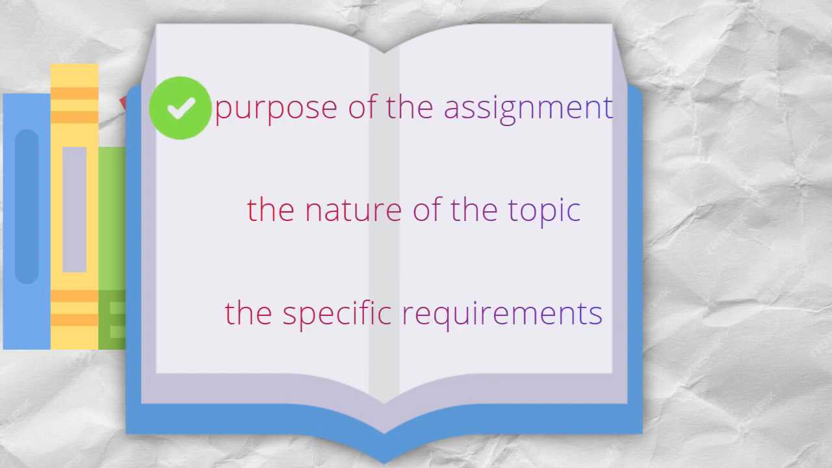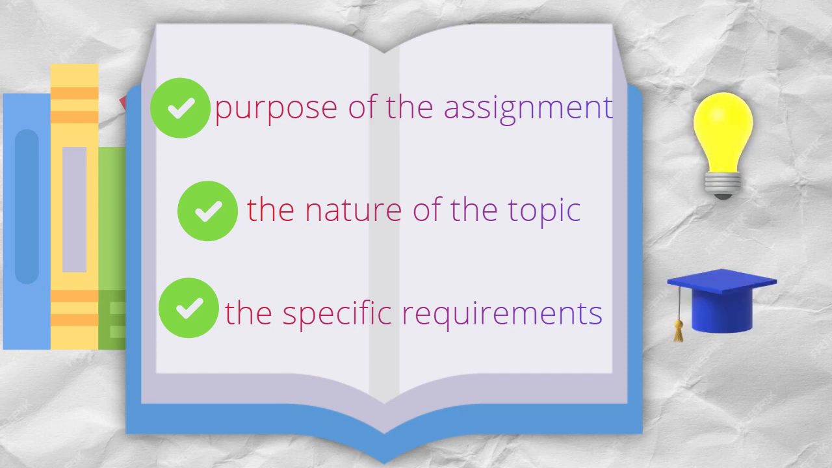The choice of writing type depends on the purpose of the assignment, the nature of the topic, and the specific requirements of the academic discipline. Understanding the characteristics and differences among these types of academic writing helps writers effectively communicate their ideas, present information, and construct well-supported arguments in their academic work.